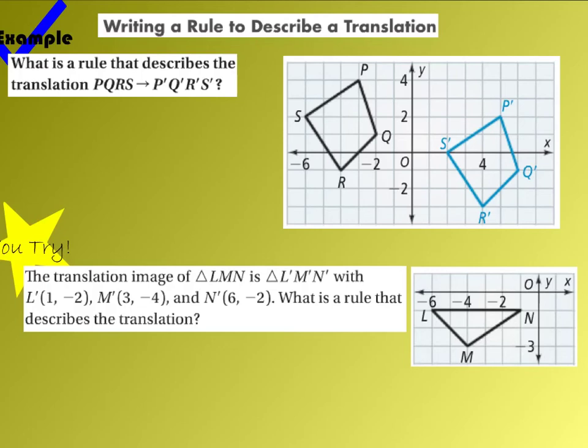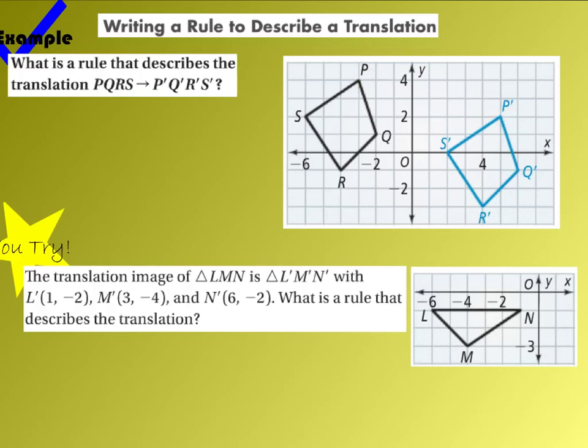And now on this slide, we're kind of going the opposite direction. So if you look at this example here, they gave you P, Q, R, S, and its image, P prime, Q prime, R prime, S prime. So they've given you both of these pictures. They want you to find the rule. So I have to figure out, how did I get from P to P prime? Well, let's just look at our picture.